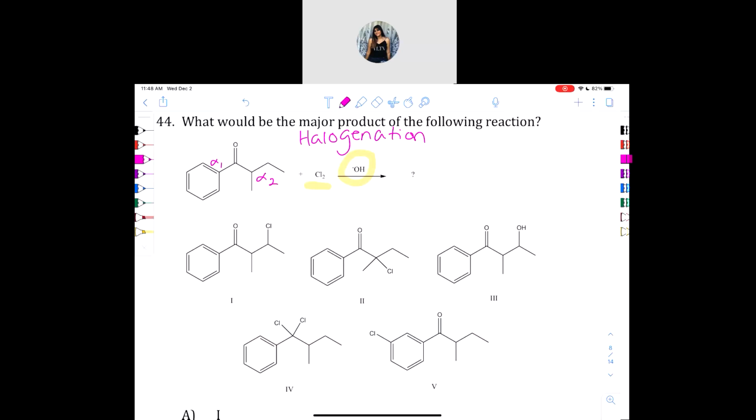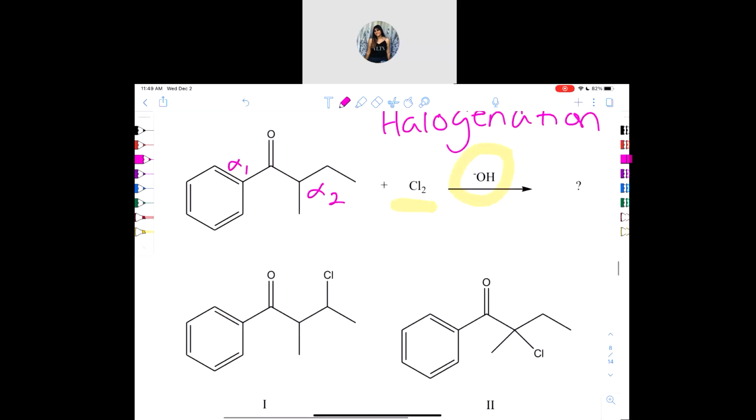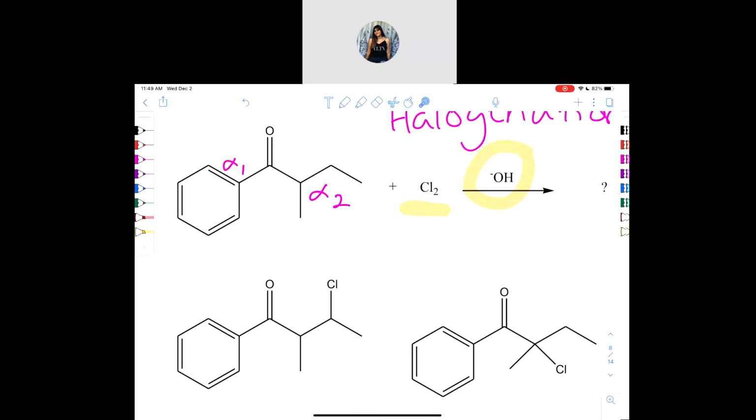Okay, so most people said 2. A couple people said 1. So why is alpha 1 kind of a trick? Because there's no hydrogens. Exactly. This double bond means that we have no hydrogens here. So we have to pick alpha 2.